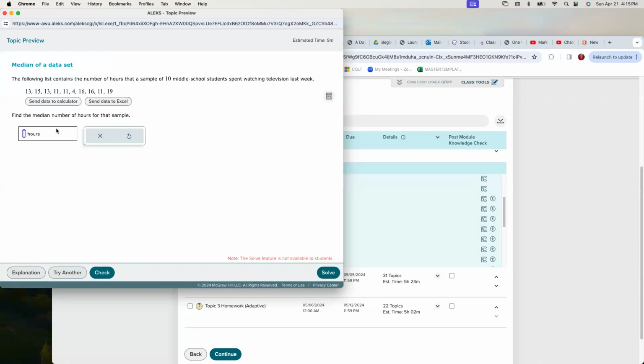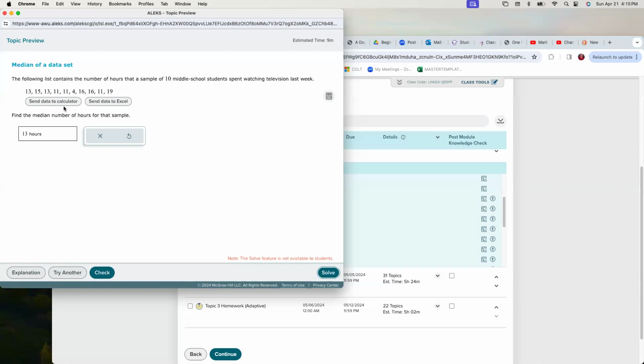Remember, if you do the explanation, I don't think it gives you credit for that, because it's just going to give you another problem, which is fine. But I think sometimes it's good to do the explanation just to get a feel for stuff.